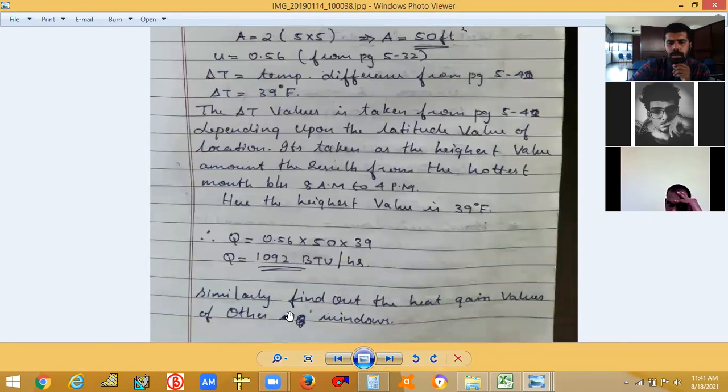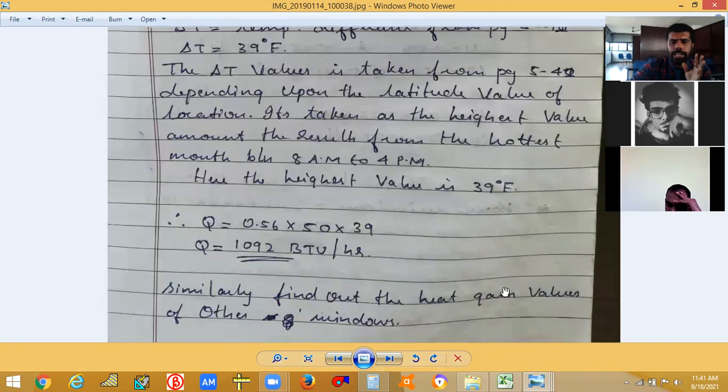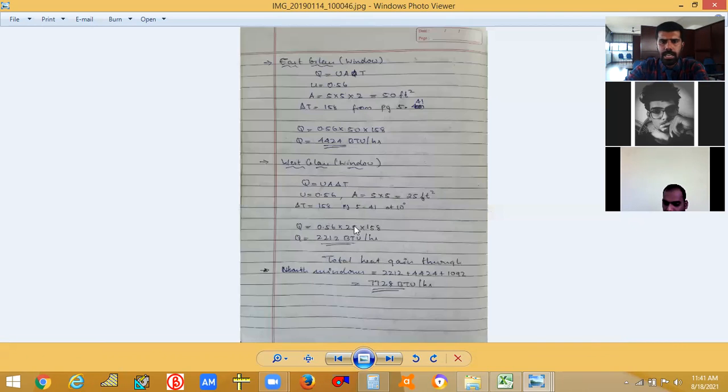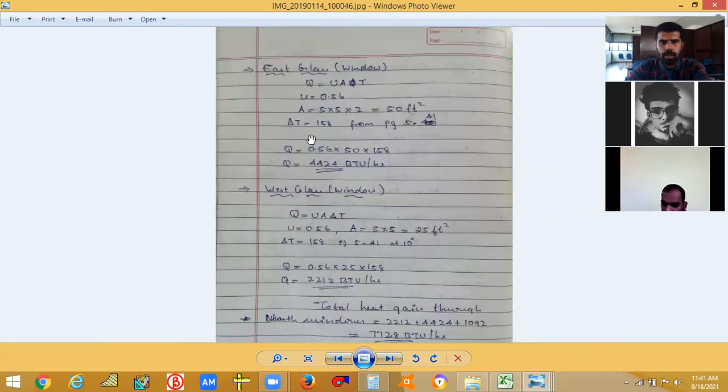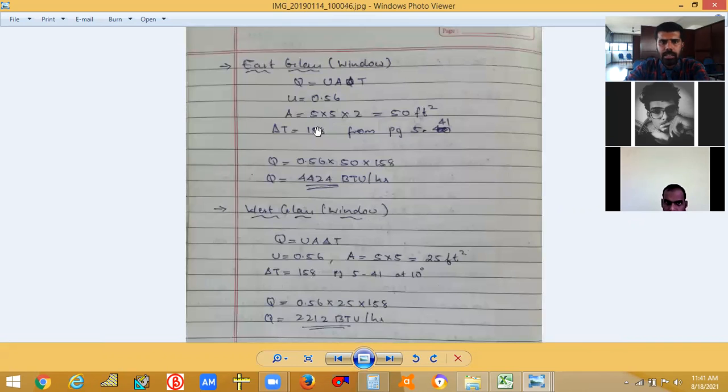So what you have to do is, similarly, find the heat gain values for the other windows also. Other windows means other exposures. We have found it for the north side. We have to find it for the west side and east side. South side you don't want because there is no exposure. So for east glass, UA delta T, area you know. Delta T will be different, okay? You'll be using the same step, but it will be different.